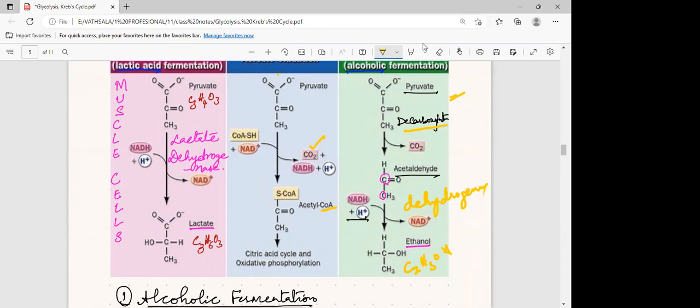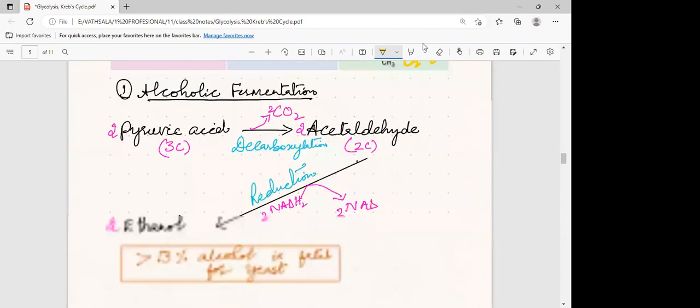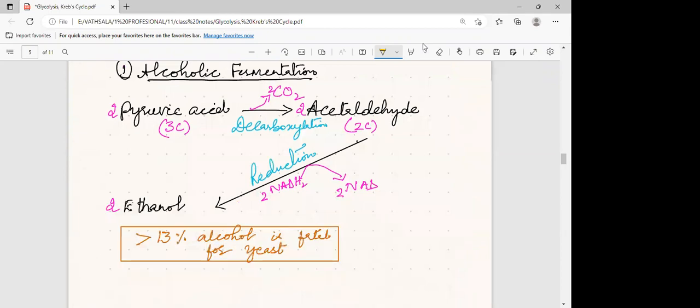Here also I have shown it like this. Pyruvic acid forms acetaldehyde by decarboxylation, and then reduction. NADH becomes NAD, but that hydrogen is utilized to form ethanol. More than 13% of alcohol is formed in yeast. Yeast dies, too much alcohol kills. Alcohol acts as an antibacterial agent.